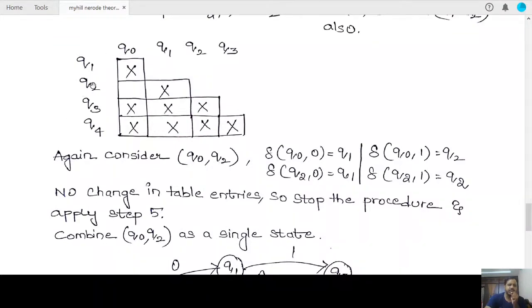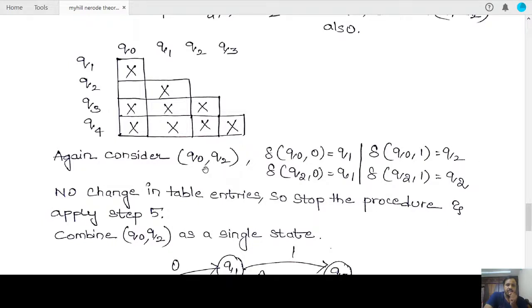So your wish, how do you consider? It's up to you. So check the transition: Q0 on 0 goes to Q1, Q2 on 0 goes to Q1. Okay, so it is Q1 only. So check for input 1: Q0 on 1 goes to Q2, Q2 on 1 goes to Q2. So both the states are same. So we cannot mark Q0 Q2, right?